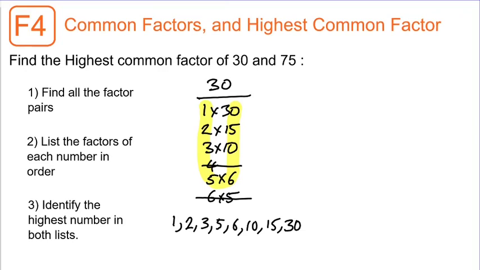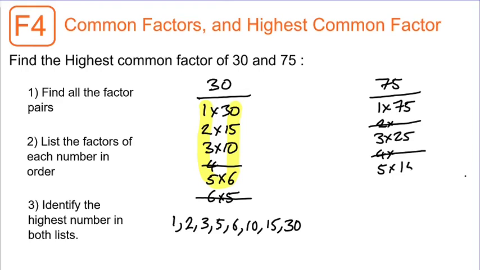Now 75. And now we can check all the numbers going higher. We can check 6, 7, 8, 9, and 10. And none of those divide into 75. So we've found all the factor pairs. And now I can list the factors of 75 in order.